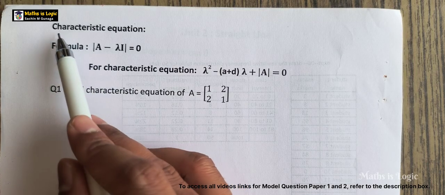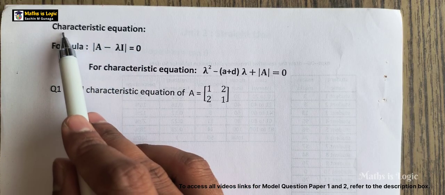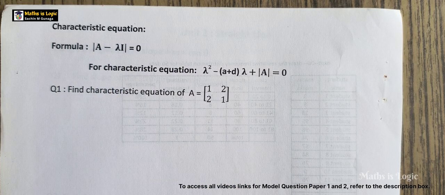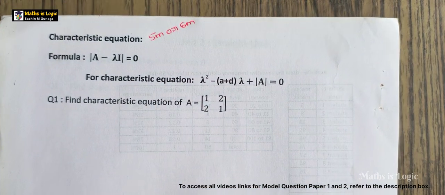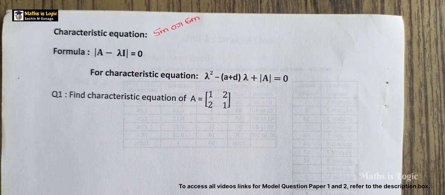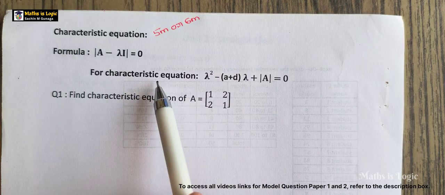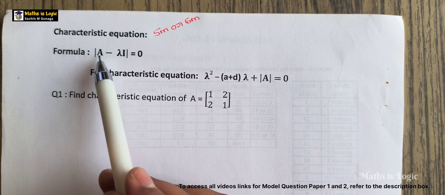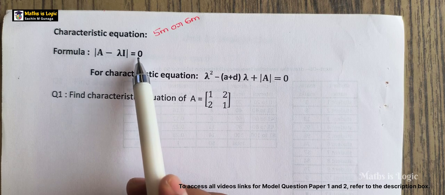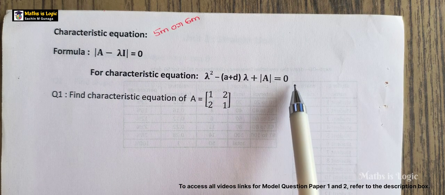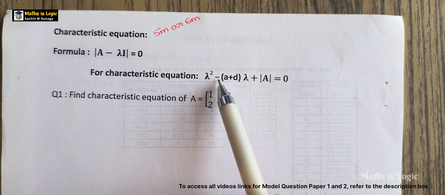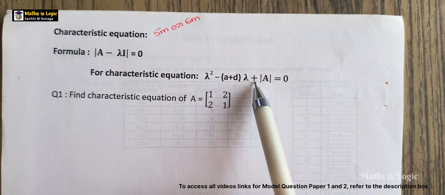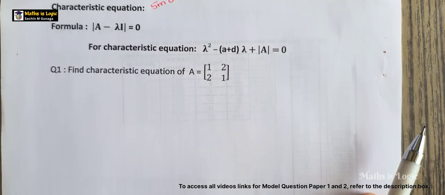In matrix and determinants, this is the last part, that is characteristic equation. Again, from this section definitely you will get one question, either for 5 marks or else for 6 marks. So to find out this characteristic equation, remember these two formulas. This is the general formula, determinant of A minus lambda I is equal to 0, but here we are using this shortcut formula. What is that shortcut formula to find the characteristic equation? Lambda square minus A plus D into lambda plus determinant of A is equal to 0.